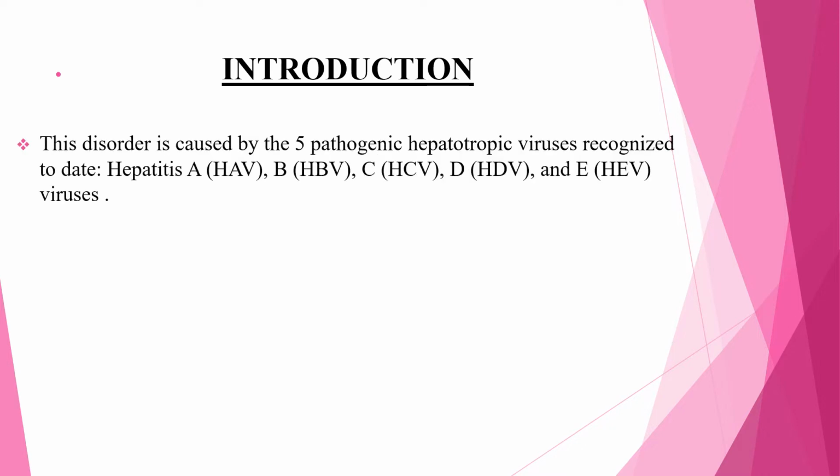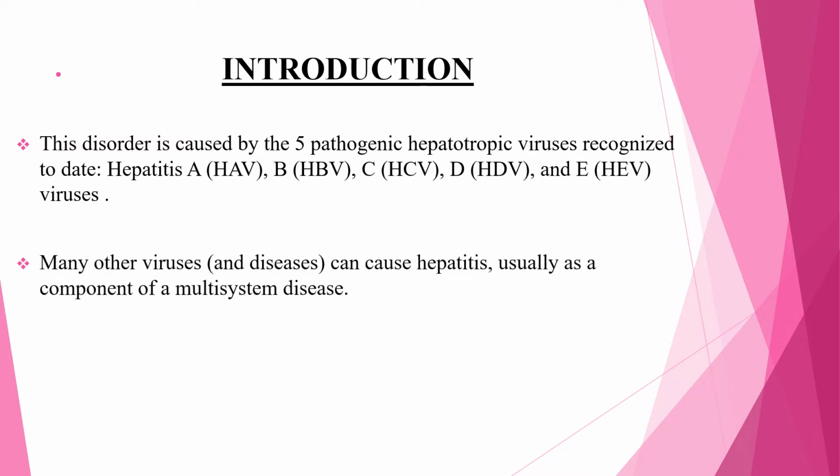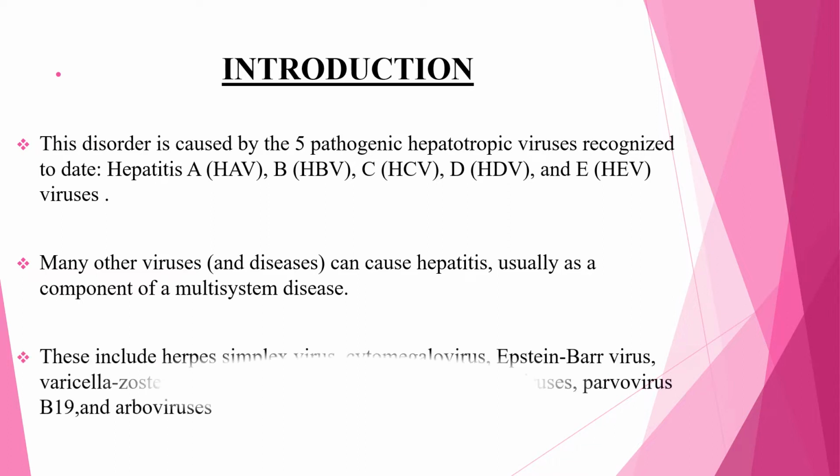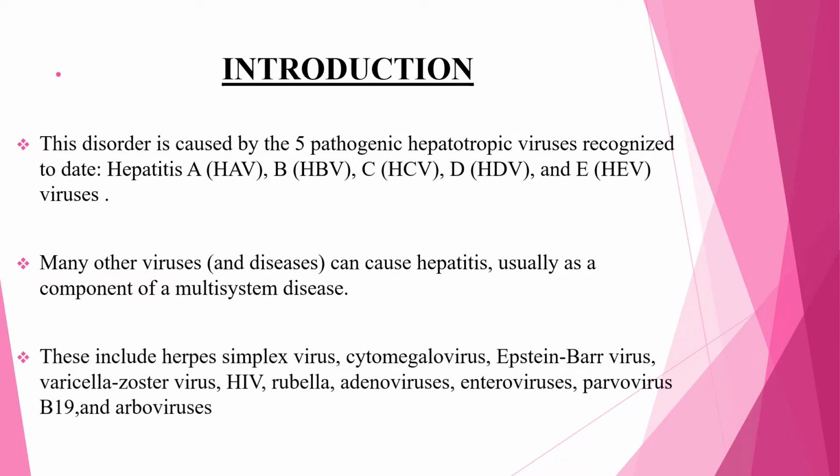Viral hepatitis is caused by the 5 pathogenic hepatotropic viruses recognized to date: hepatitis A, B, C, D, and E viruses. Many other viruses and diseases can cause hepatitis, usually as a component of multi-system disease. This includes herpes simplex virus, cytomegalovirus, Epstein-Barr virus, varicella zoster virus, HIV, rubella, adenovirus, and others.